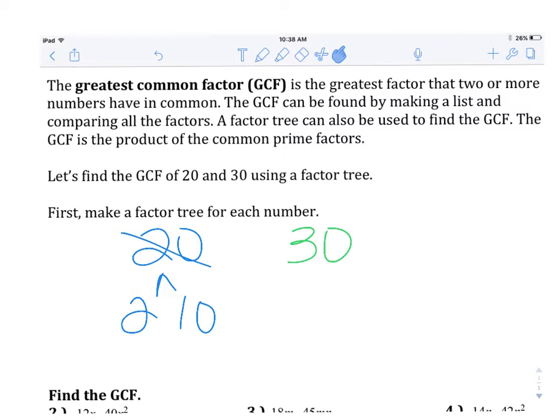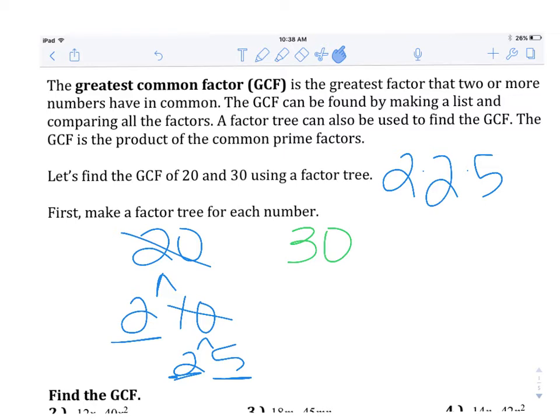So from here, 2 is prime, cannot break 2 down any further. But 10, we can break down to 2 times 5. So since the 10 got broken down, I'm going to cross that out as well. So what we have is called a prime factorization of 20. So instead of the number 20, we're going to take our 2, 2, and 5. I'm just going to write it over here. So 2 times 2 times 5. That is our 20, because 2 times 2 is 4, 4 times 5 is 20.